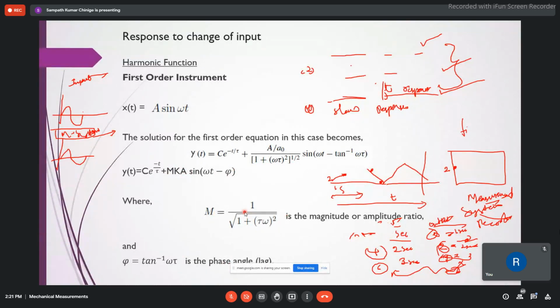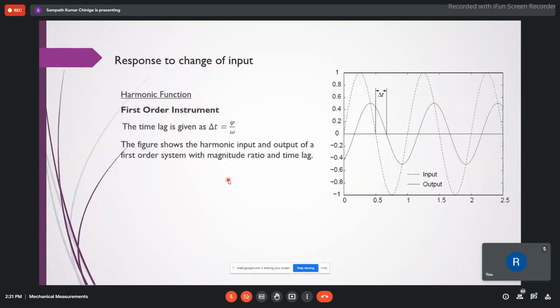So now I have defined it. What is M here? M is the magnitude or amplitude ratio. We are calling this 1 by (1 + (omega tau)^2) whole power 1 by 2 the magnitude or amplitude ratio. So the solution we are making simplified: M is the amplitude ratio, K is the static sensitivity, A is the amplitude, and phi is the phase angle. We are also defining another term, the time lag, which is defined by phi, the phase angle or phase lag, divided by omega, the frequency.